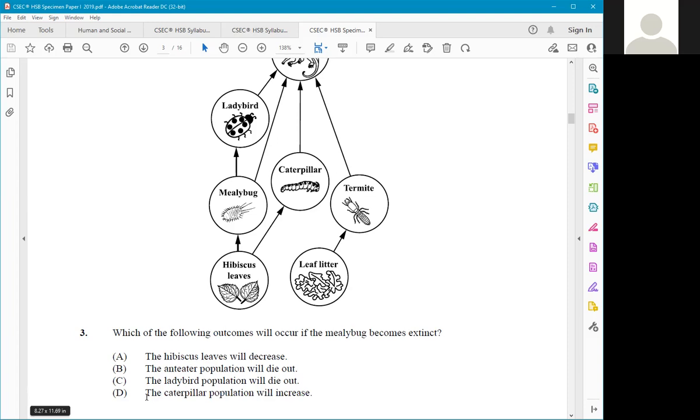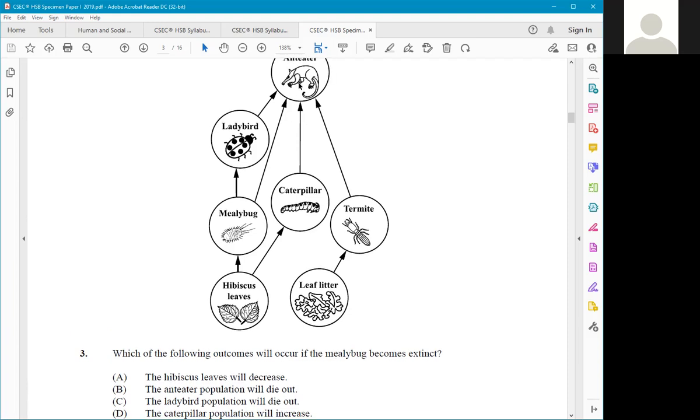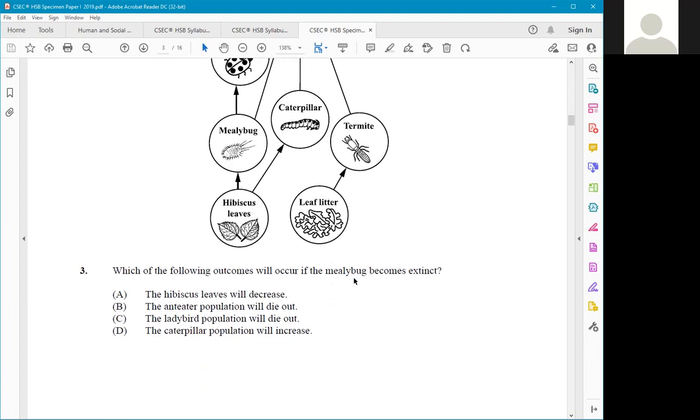And D, the caterpillar population will increase. I wouldn't really say so, because the anteater, no longer eating ladybirds and mealybugs, will be feeding more on caterpillar and termites. So their population would go down. C is the correct answer.